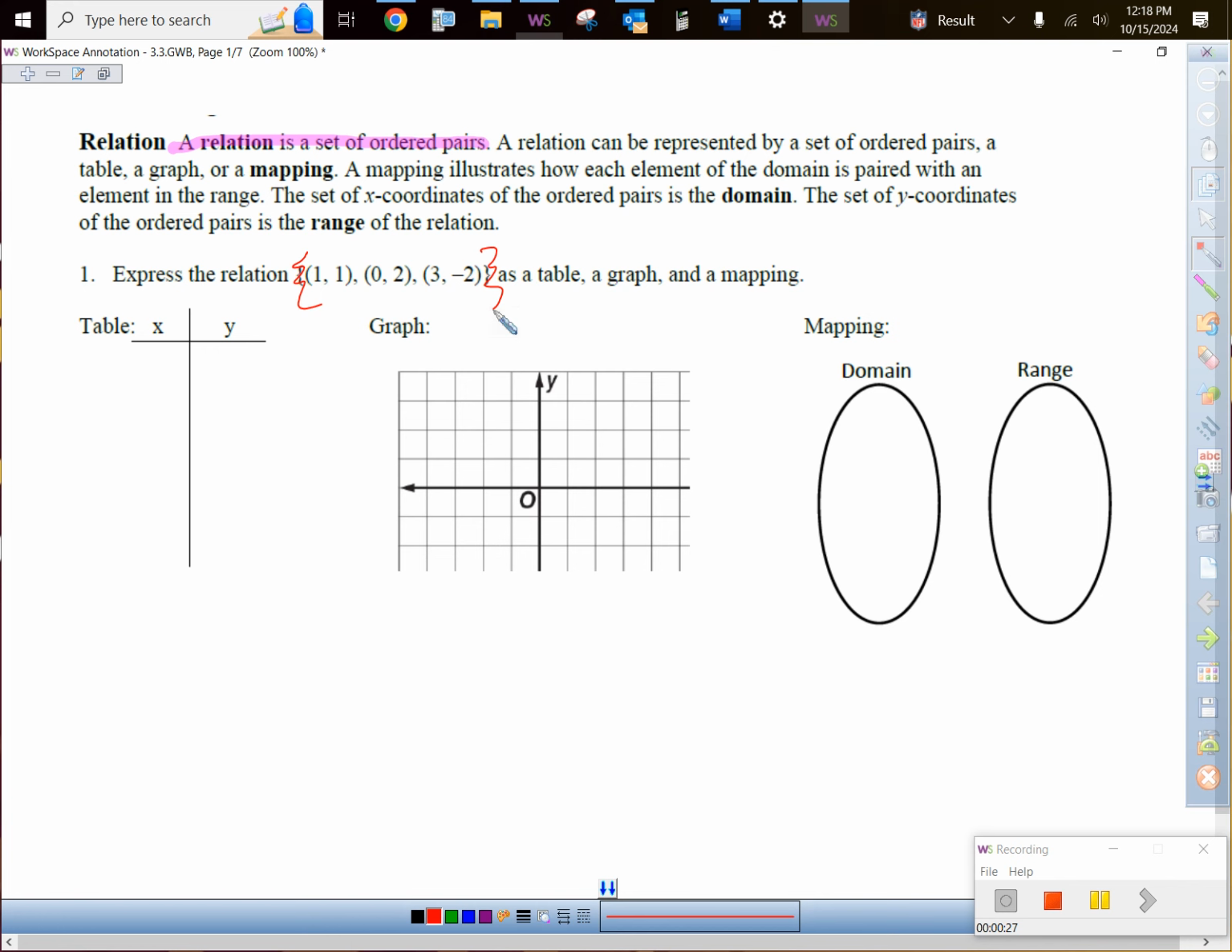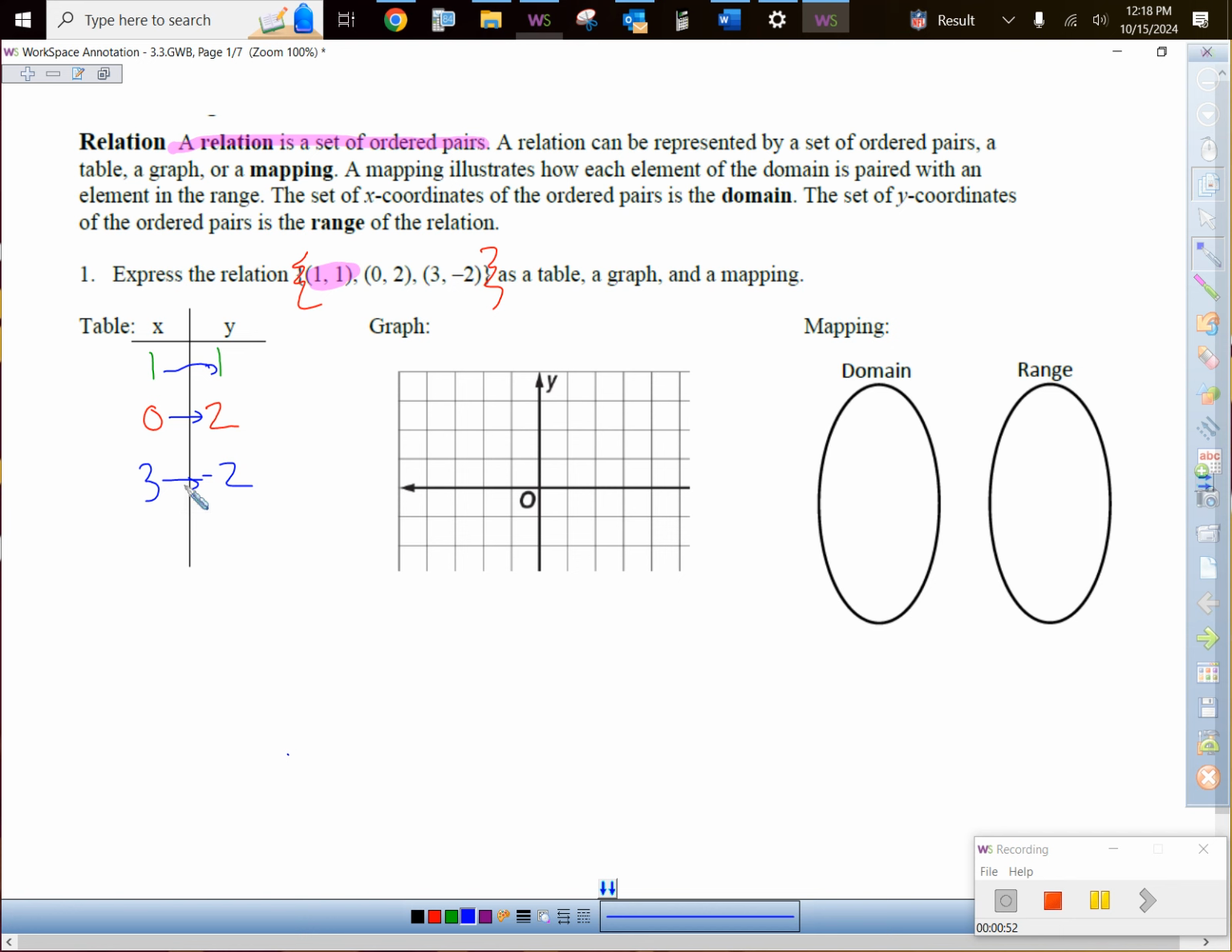Let's make a table of this. Do you see this very first ordered pair right here? It's 1, 1. Real simple. X is 1, Y is 1. Do you see how we're just making a table of values for those? So the next one is 0, 2. So 0 is the X value, 2 is the Y value. And then 3 is the X value, and negative 2 is the Y value. Do you see that their partners are directly across from each other, and they just match up?